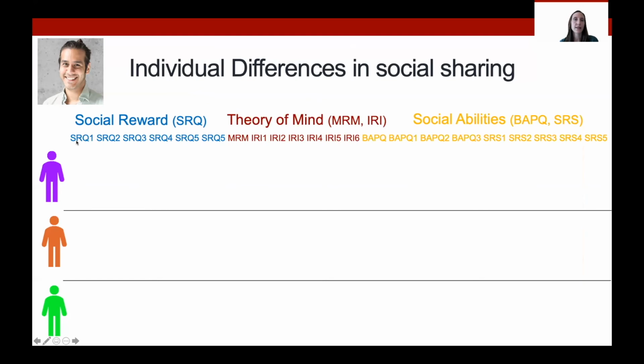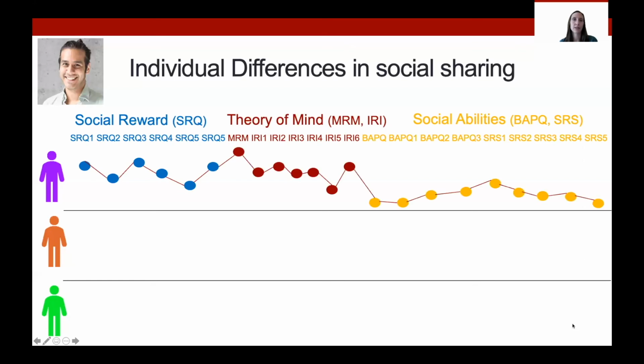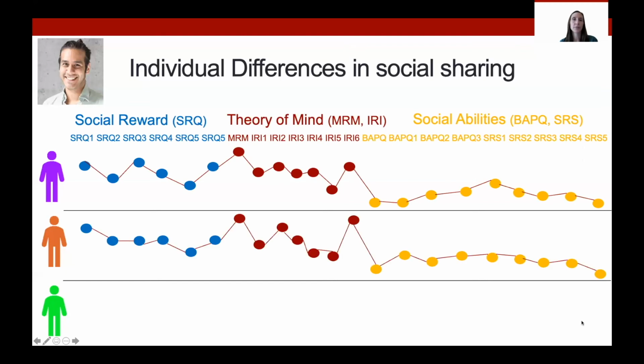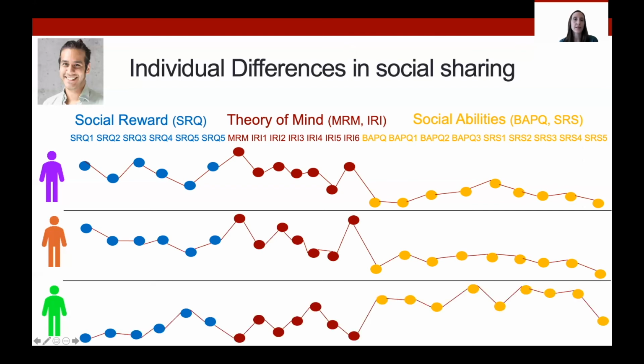And each of these measures has different subscales. And so we can look at an individual's social profile by looking at their responses to each of these subscales. So for example, this purple person might have a particular profile based on how they respond to these different measures. Whereas the orange person might respond a little differently on the measures, but overall, if you correlated these two profiles, you'd see that the purple and the orange individuals are quite similar. The green individual, however, might have a very different response to each of these questionnaires, thus being more dissimilar in their social profile.